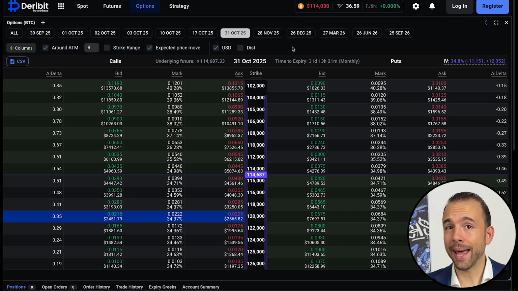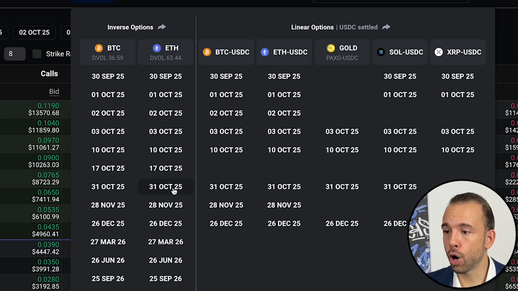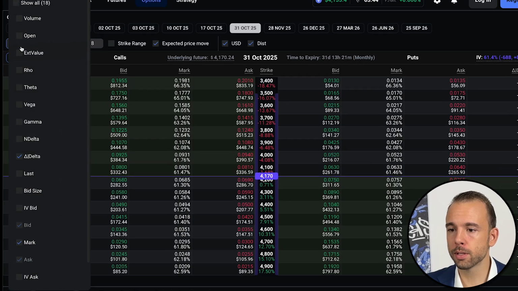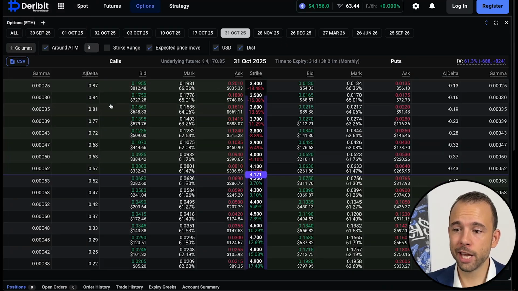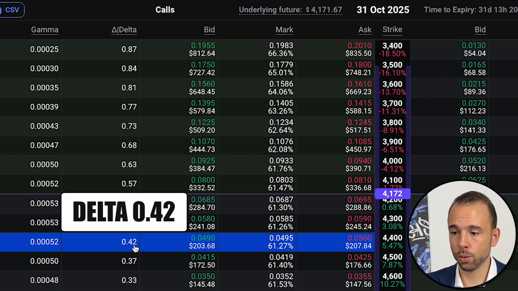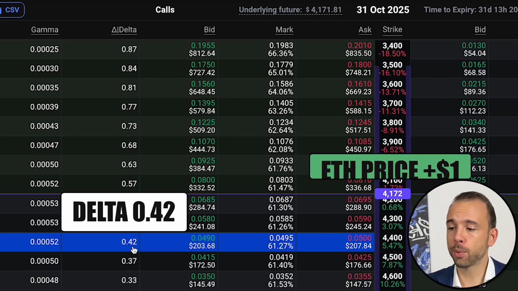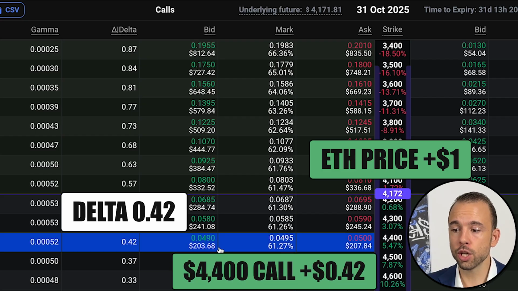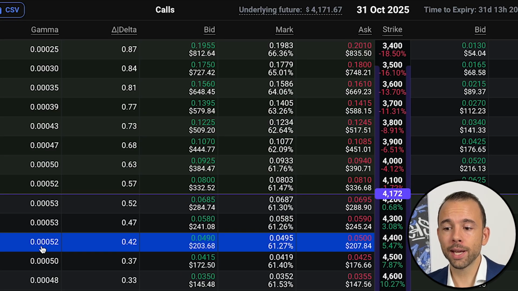And now let's take a look at the gamma on Deribit exchange. And let's take a look this time at the options for Ethereum. To enable gamma, we have to open the columns and select gamma. And here we go. So let's take a call option with a strike price of $4,400. Here we can see the delta, which is equal to 0.42. So a short recap, if the price of Ethereum will increase by $1, the option price will increase by $0.42 as well.